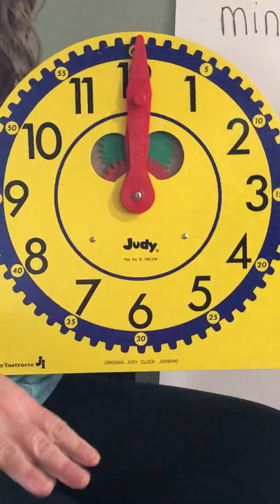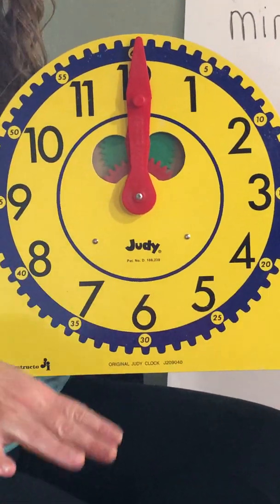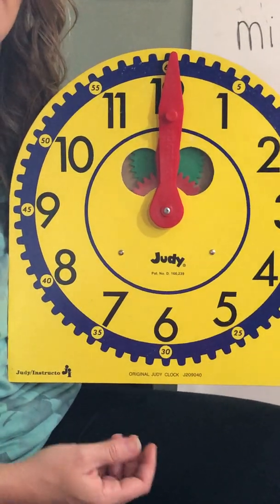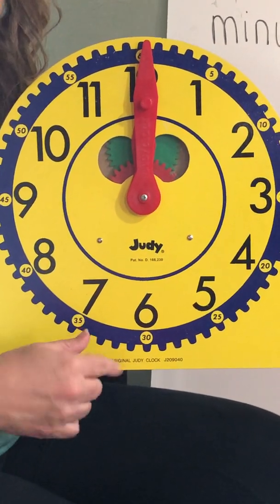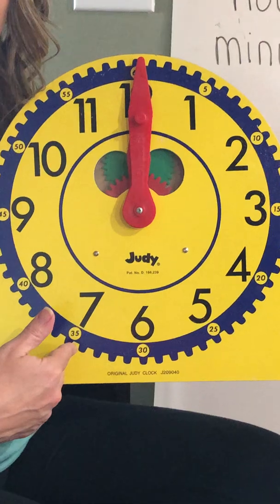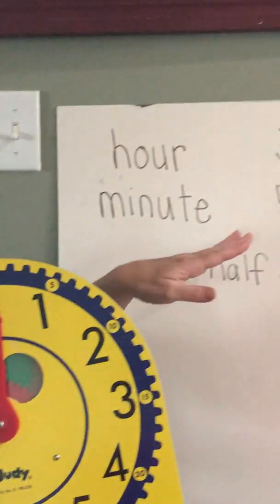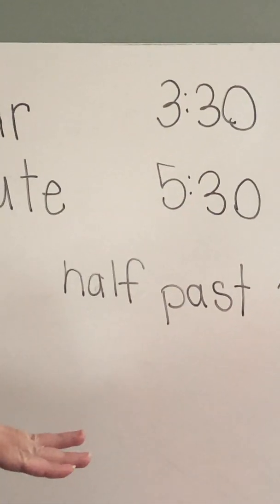Boys and girls. Okay, so yesterday we talked about time to the hour. So today what we're going to do is talk about time to the half hour, or half past a number. Or whenever we write it, 30 minutes past the hour. Okay, so here we go.